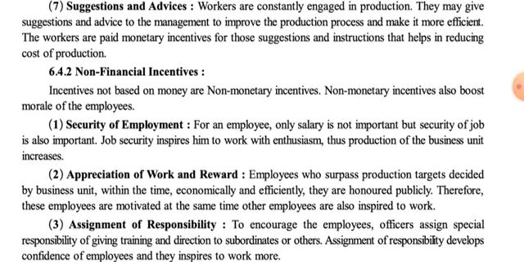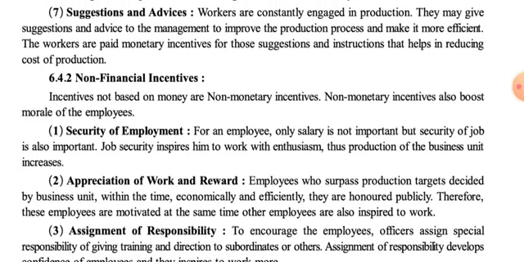Then the seventh and last but not least financial incentive is suggestions and advice. Workers are constantly engaged in production. They may give suggestions and advice to the management to improve the production process and make it more efficient. The workers are paid monetary incentives for those suggestions and instructions that help in reducing the cost of production.